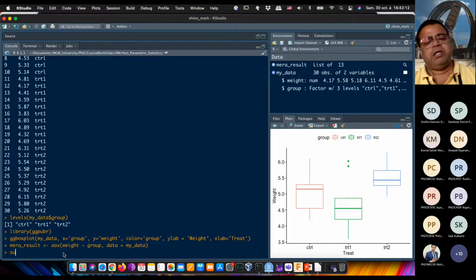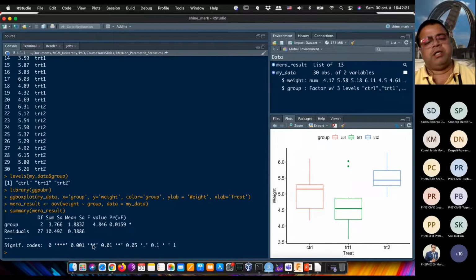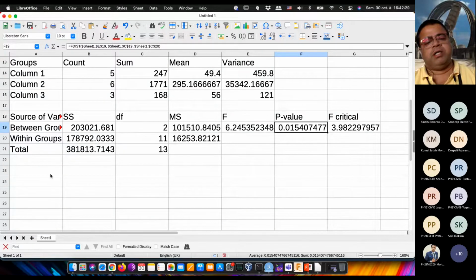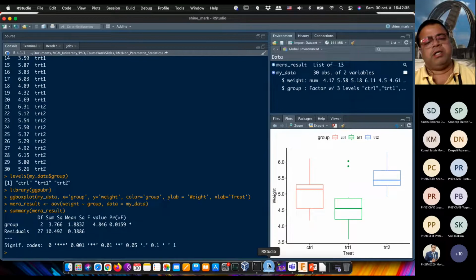I just put, if I say put summary and mera underscore result, agar main aisa karta hoon, what will happen? It has given me some values of f. Look here, this particular table actually looks similar to this table. Dekho na, ye jo table dikh raha hai na, waisa hi table ye bhi generate karta hai. This particular table is called the ANOVA table, and this will give me the value of f, and it is also going to give me what is the p value here.